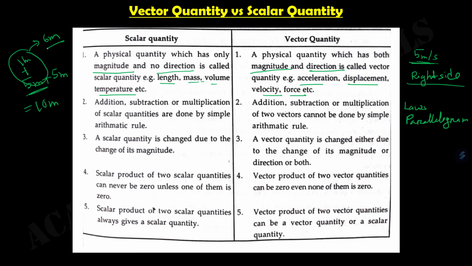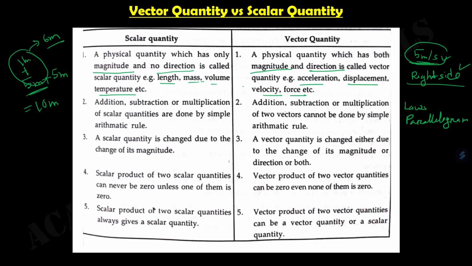But in vector quantity, there are two kinds of information: one is magnitude and the other is direction. So a vector quantity is changed either due to the change of its magnitude or direction or both. If I change only the magnitude, then the vector quantity is changed. If I am not changing the magnitude but I change the direction, then also the vector quantity is changed, or we can change both of these.